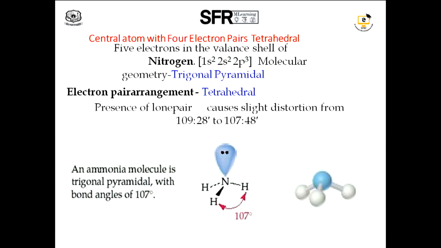So the presence of the lone pair causes a slight distortion of the bond angle, because the bond angle of the tetrahedral is 109.5. Due to the lone pair present in the molecule, it changes to 109 to 107, because the lone pair occupies much space near the central atom.